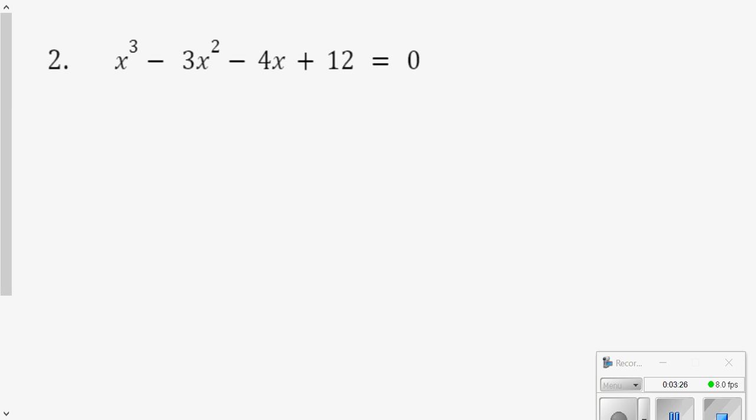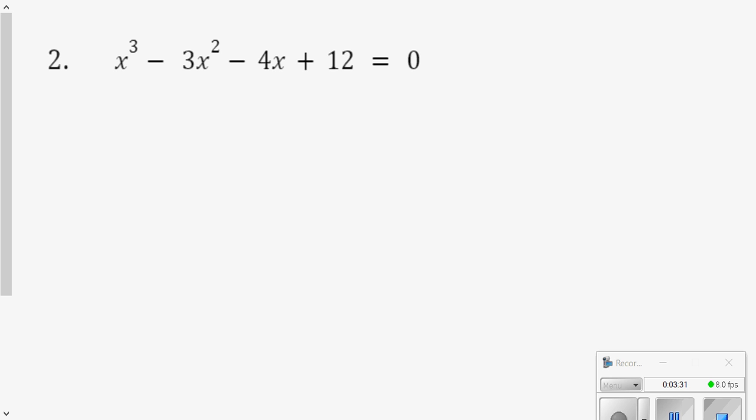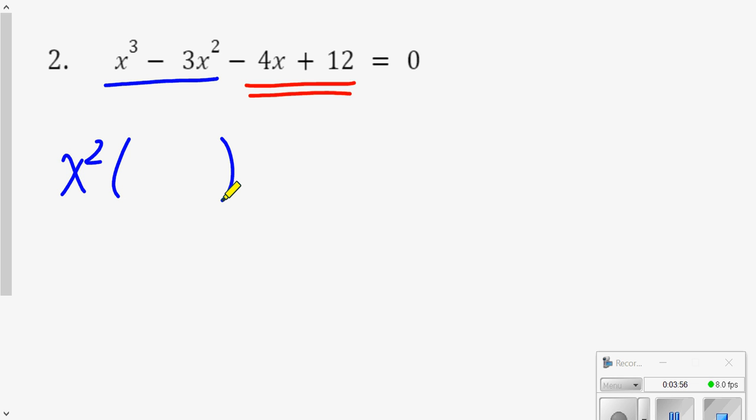Okay, let's look at problem 2. Problem 2, is there a GCF? There is not a greatest common factor in the entire expression. However, this has 4 terms, and we're going to use the idea of grouping. And grouping kicks off with thinking about greatest common factors. In the part that's underlined in blue, if that were the entire question, what would be the greatest common factor? X squared.